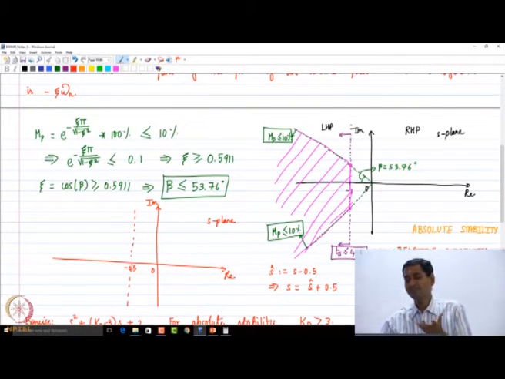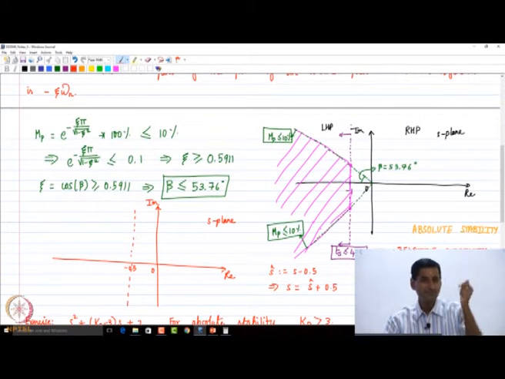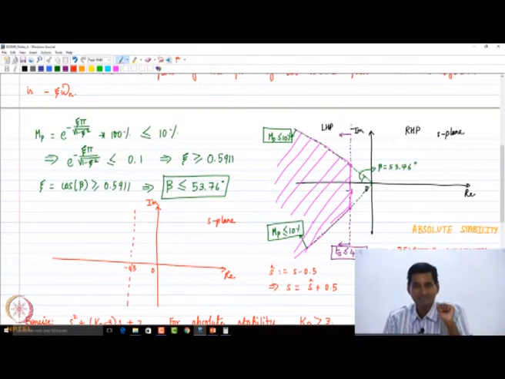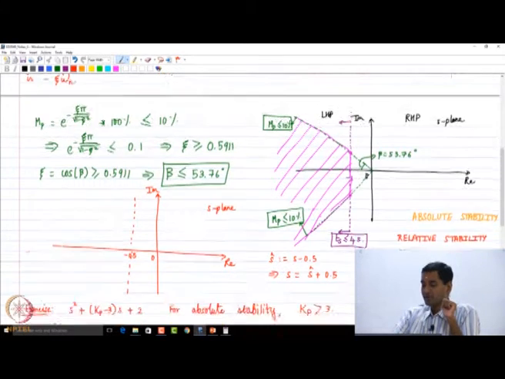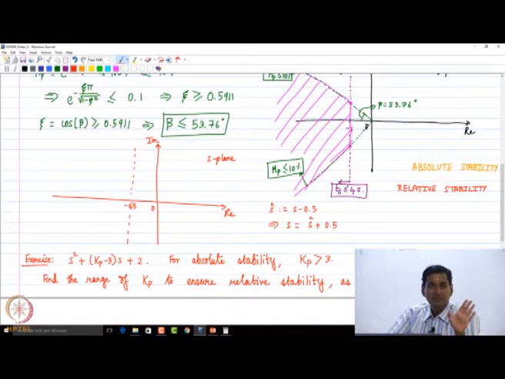You can also say, look, I don't want dominant complex conjugate poles, I will have my dominant poles on the negative real axis. Fine, you are still satisfying the performance requirements, but what will happen is that the system response will become sluggish, because your rise time value will go up, correct? So as we discussed earlier.